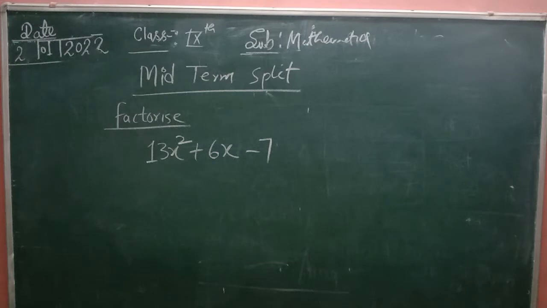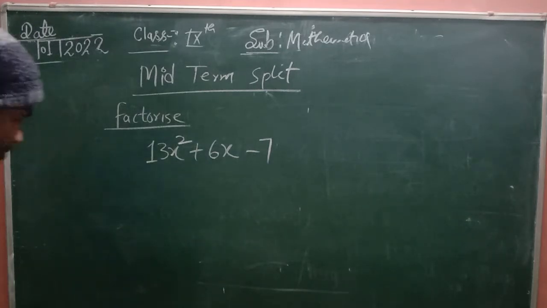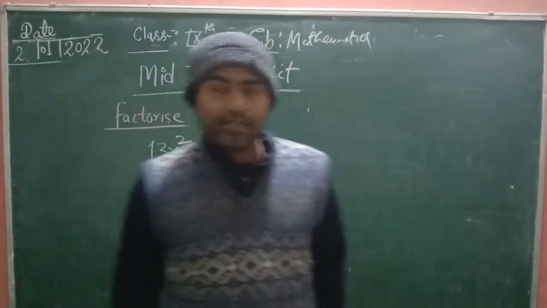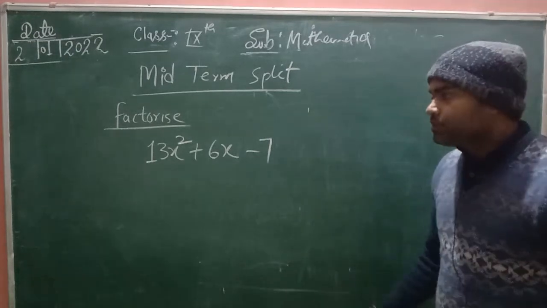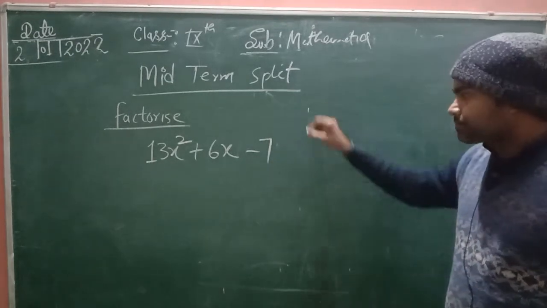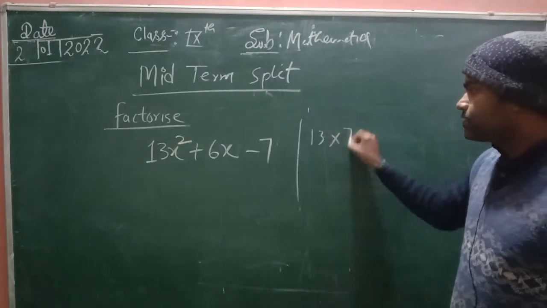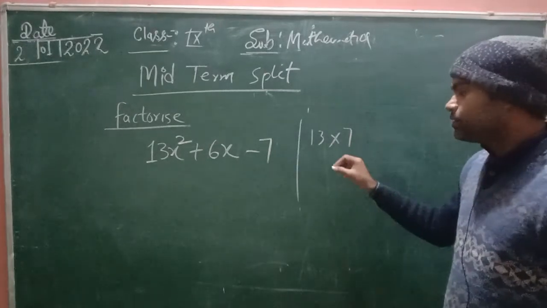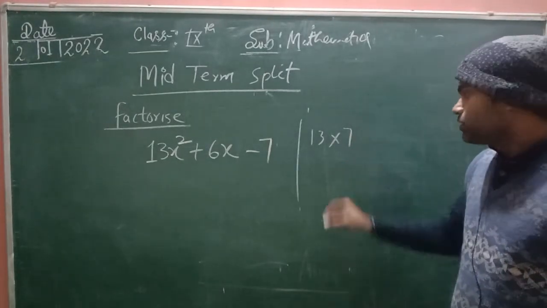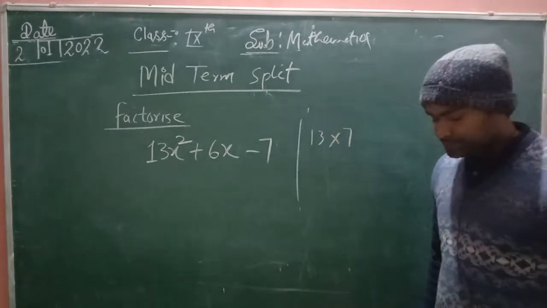Take the factors of 13 and 7 so that their difference should be 6. So 13 is a prime number. It has no factors other than 13 and 1. 7 is also a prime number. The difference of 13 and 7 is 6. In this problem, we will take 13 and 7 and their factors so that their difference is 6. But both the given numbers are prime numbers, so their difference is directly 6.